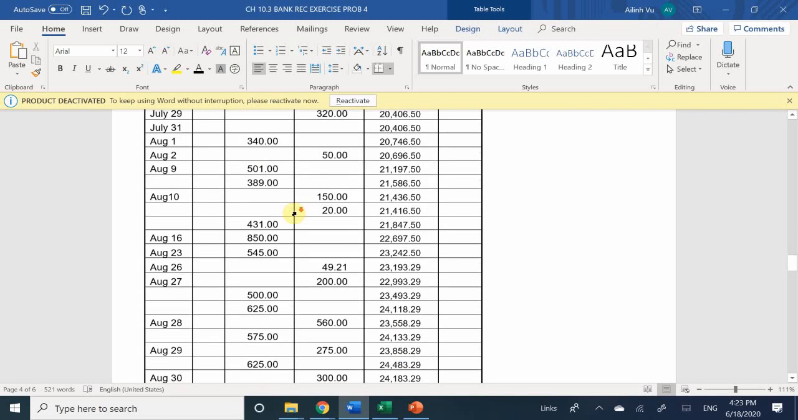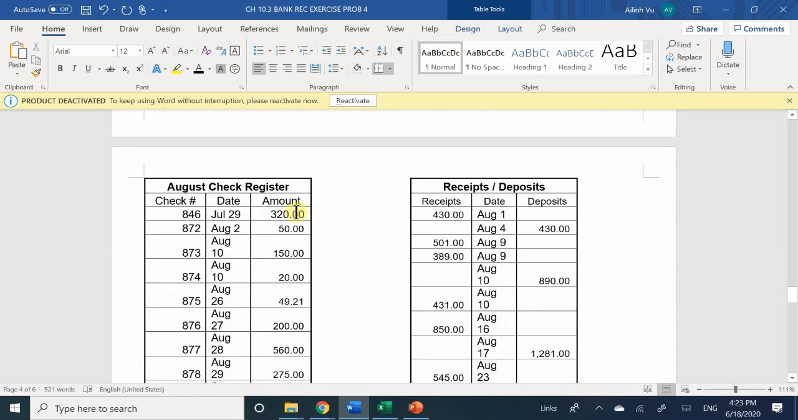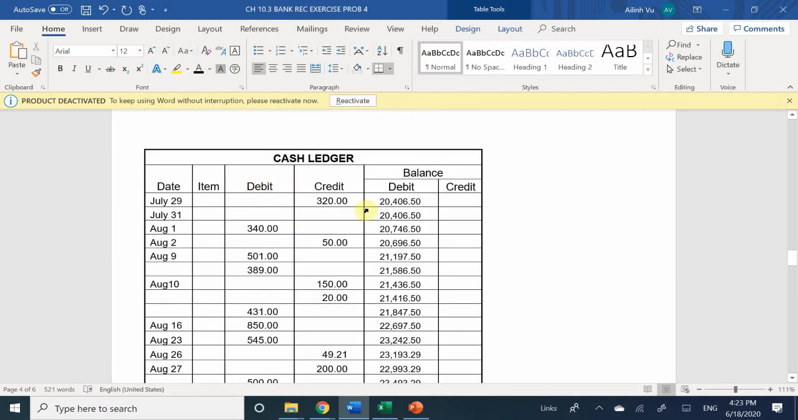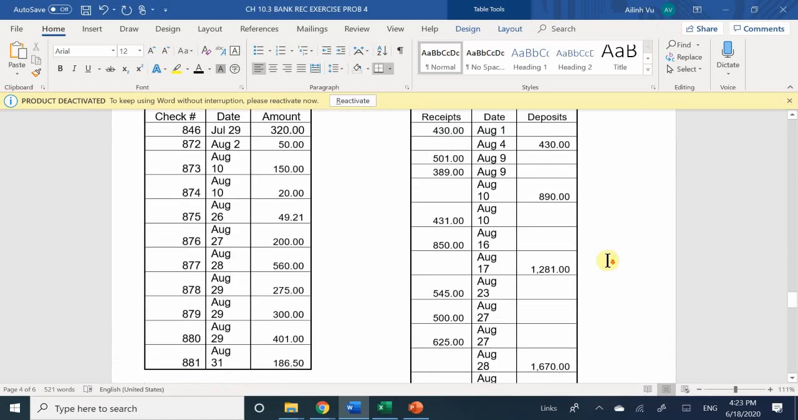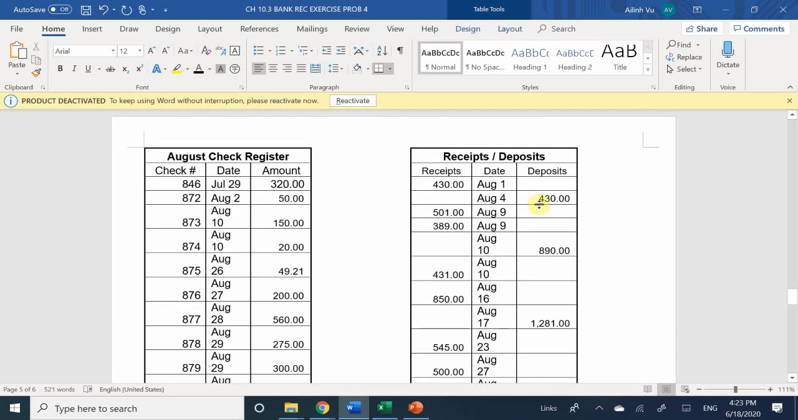So if my first check was for 320. Okay, that's good. So we started with 320. Good, that's there. Now the next thing that happened was nothing. Next is 340. That means we deposited 340. Did we deposit 340? No, we didn't. We were supposed to deposit 430.